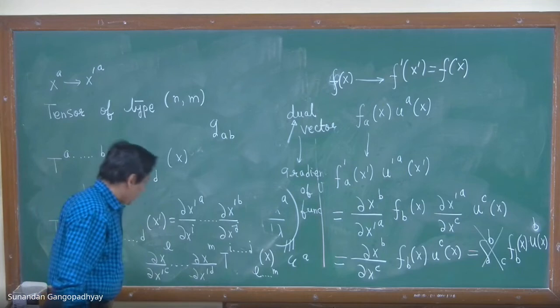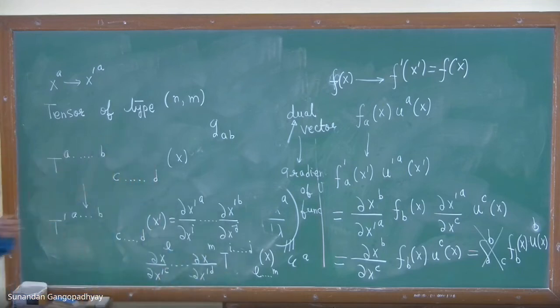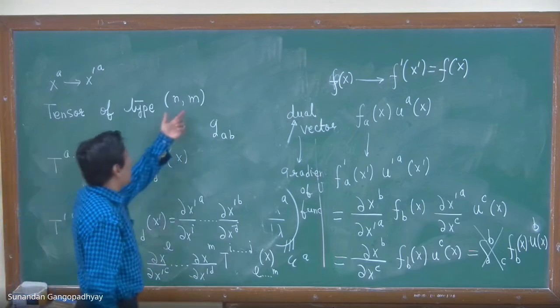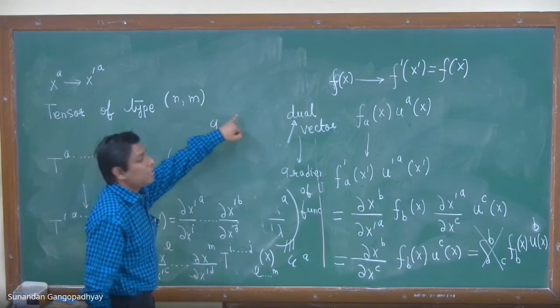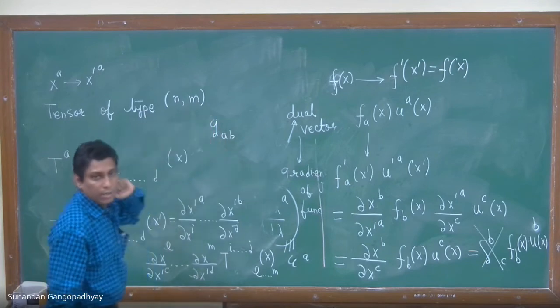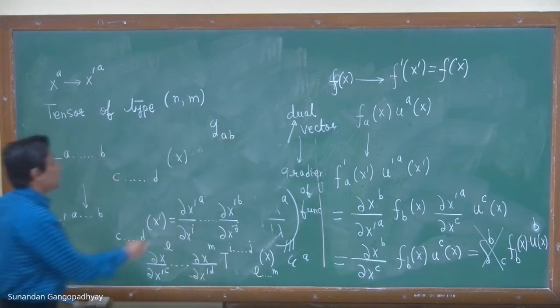Why is it a tensor? It transforms like this, in this way. It's a covariant tensor, a second rank tensor or tensor of type (0,2), because there are no indices on top and two indices downstairs. So this is a metric tensor. This is called a metric tensor.